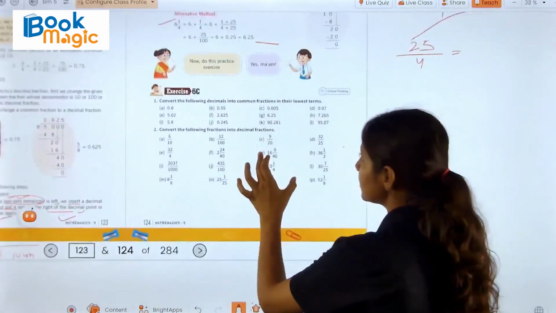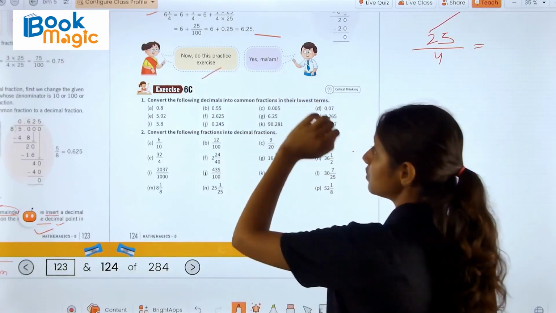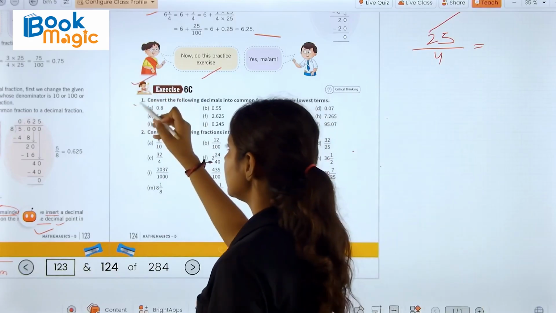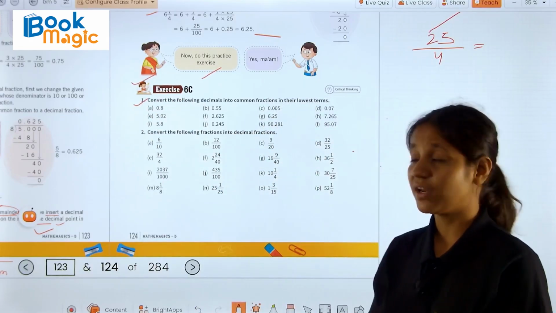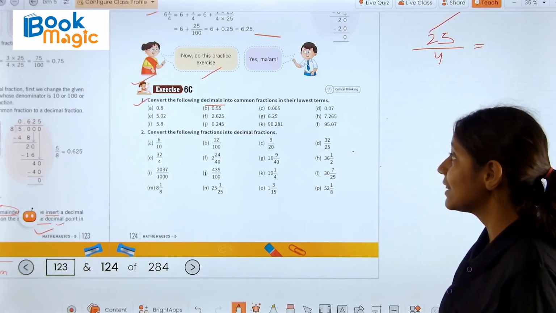Now teacher is saying, now do this practice exercise. Student replied, yes ma'am. Exercise 6C. This is the third exercise of this chapter. The very first question says, convert the following decimals into common fractions in their lowest terms.